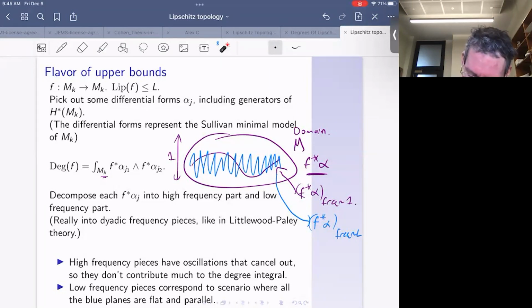So the high frequency pieces, they have all these oscillations. And when you integrate something that oscillates quickly like that, you get a lot of cancellation. So the high frequency pieces don't contribute that much to this integral.